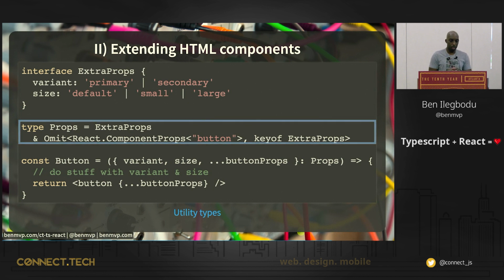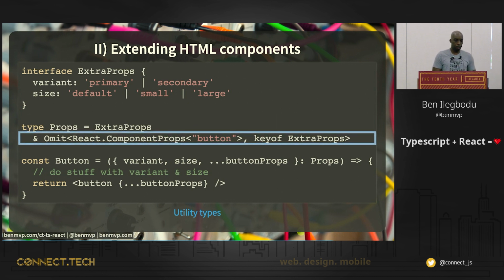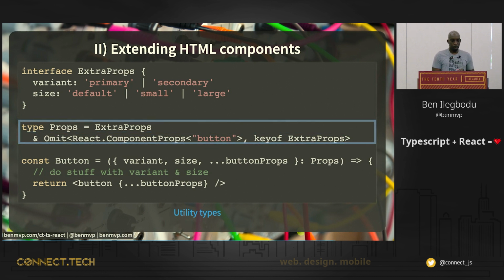But in order to solve that, we have to do this omit part. So we use the omit utility, with keyof at the end. This is really fun TypeScript. And we use it to remove all of these properties of the button so that then we can merge it in. And that's what props ends up being.